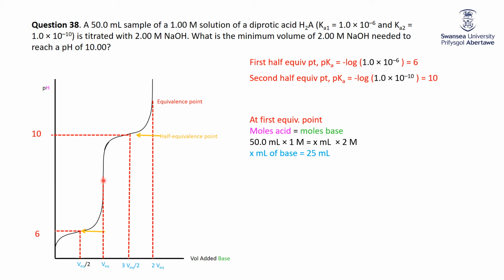So 25 mL to neutralize the first, 50 mL to neutralize the first and the second. This would be 12.5 mL to neutralize half of the first. So this here to neutralize all the first, 25 mL, plus half of the second, another 12.5 mL, is going to be 37.5 mL. Easy when you've seen all the pictures, tough to talk through it. Hopefully you followed that one okay.